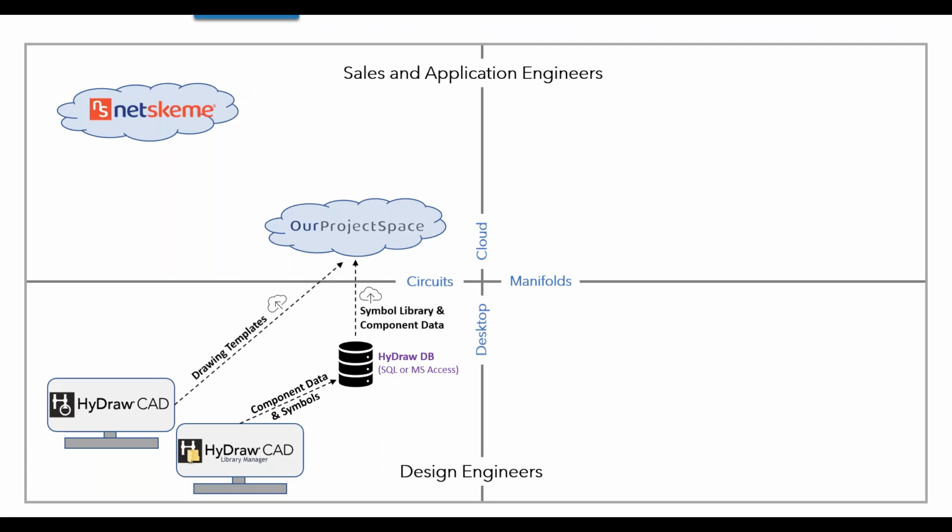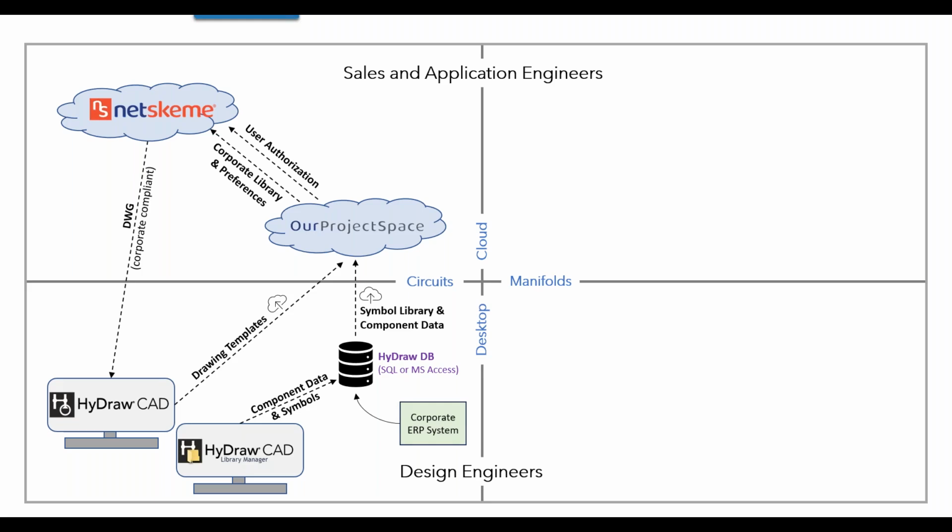Like I mentioned, you can upload all of that symbol library component data and the drawing templates. Our project space is also going to give your users the authorization to use NetSkeme and that library that you've uploaded. Once your sales and applications engineers have created a schematic, they can hand it off to HyDraw CAD in the DWG format, which can be opened in AutoCAD, HyDraw CAD, all of that good stuff. Then it can be used to quickly put together a schematic, get quotes, and further the engineering process much faster.